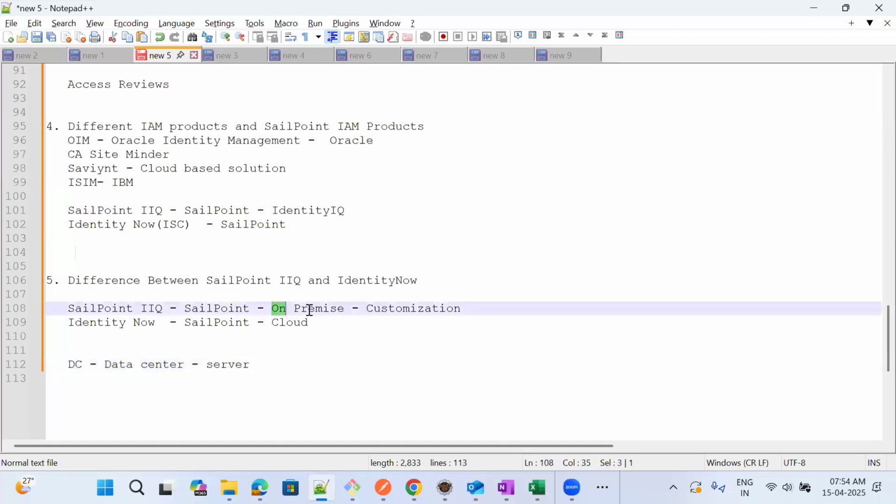When we install any application on premise, the scope of this application is within our organization. The data will be stored within our organization. Okay. So this is on premise. So when we say cloud, it's a kind of subscription model. We call it SaaS.